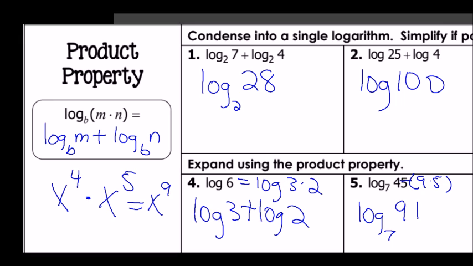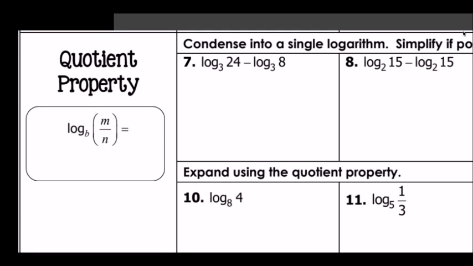Yep. Now what if I did log base 7 of 5 first, does it matter? No. No, it doesn't matter. Because it equals the same thing, right? Well, because multiplication and addition are commutative, so it doesn't matter order. Quotient is a big fancy word that means what?